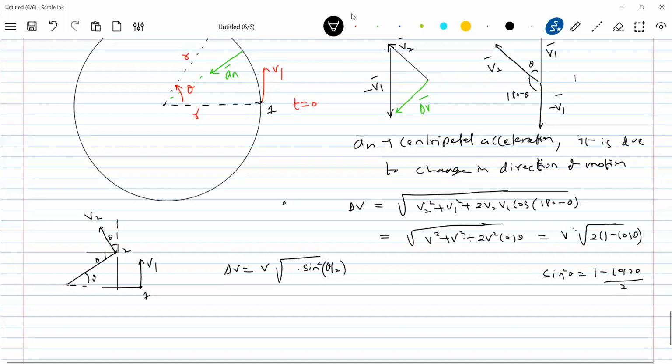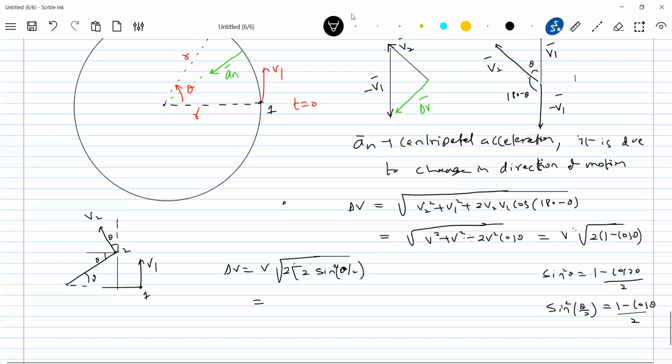Okay, 2 will be there. I'm just taking help of the trigonometry: sine square theta is 1 minus cos 2 theta by 2. So sine square theta by 2, can you write it as 1 minus cos theta? So 1 minus cos theta, what can you write it as? 2 sine square theta by 2.